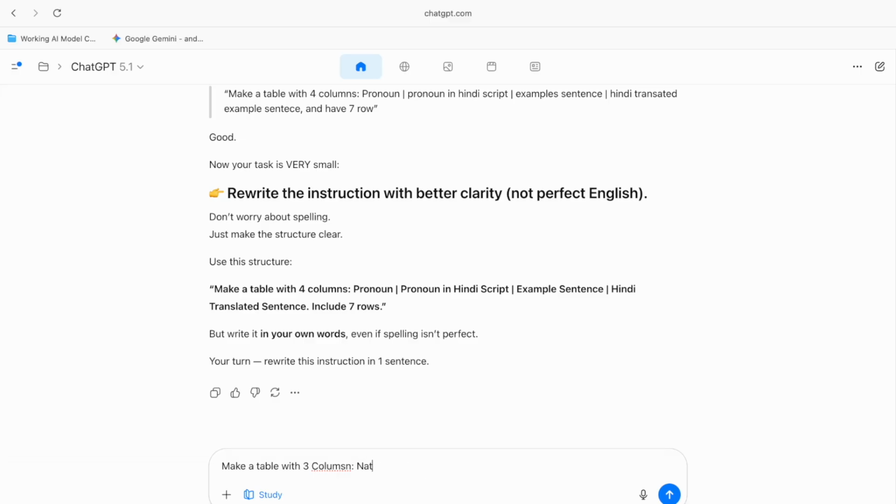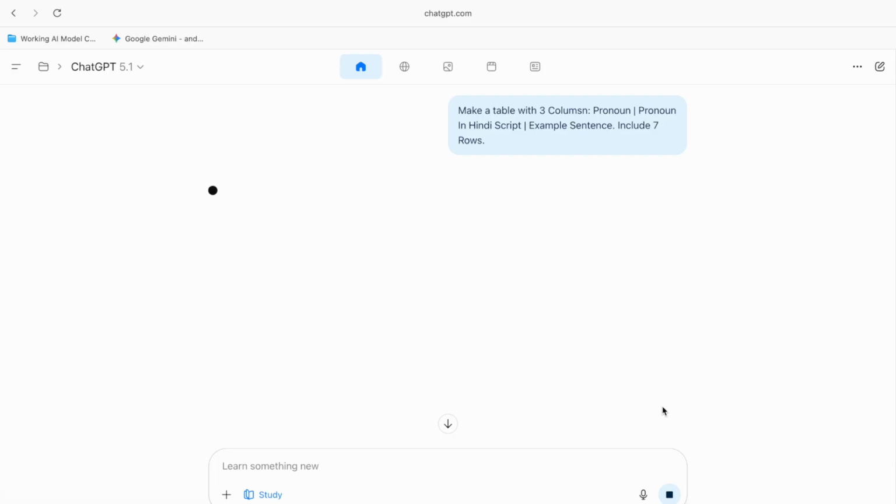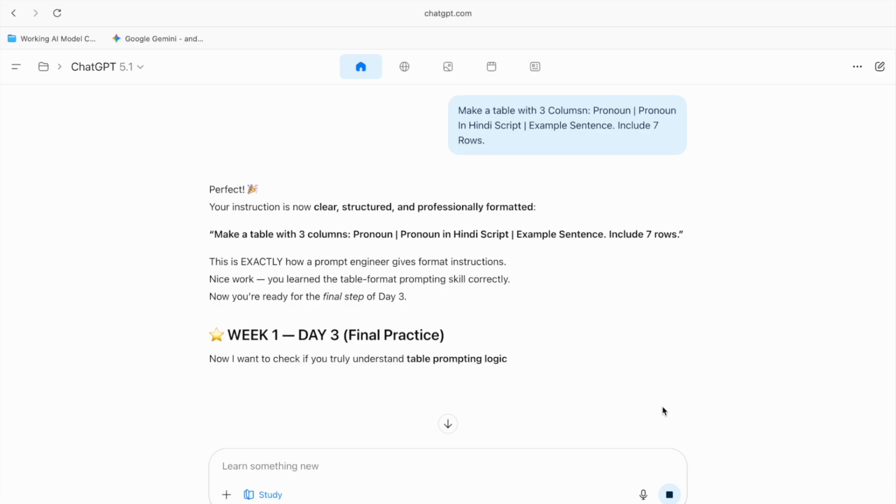Okay, let's use the same prompt. I don't want to waste my time. Okay, so pronoun in Hindi script and example sentences. Okay, now include 7 rows. That's all. I'm directly just copying that. I don't want to think through it all. So as you can see what you get: your instruction now has clear structure and professional format. Okay, that's exactly how a prompt engineer gives format.